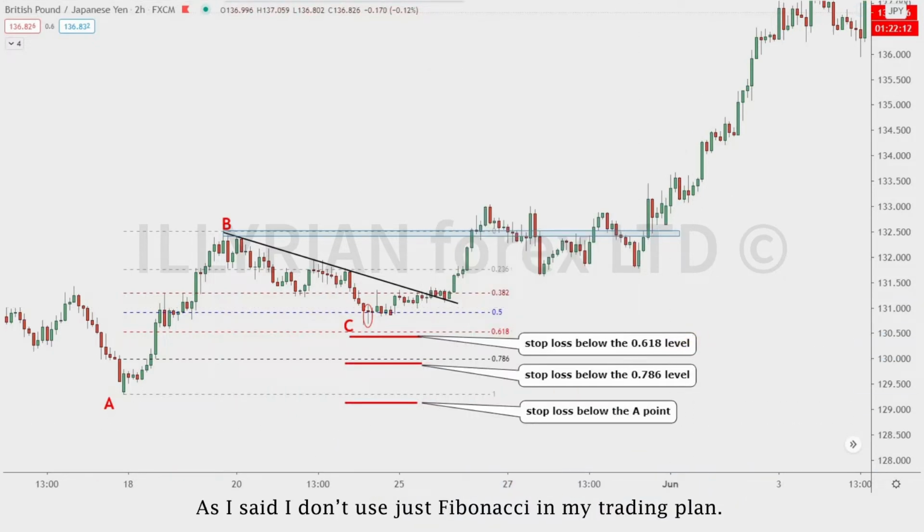As I said, I don't use just Fibonacci in my trading plan. Before putting the stop loss, I check other factors too, like support and resistance, supply and demand, and others.